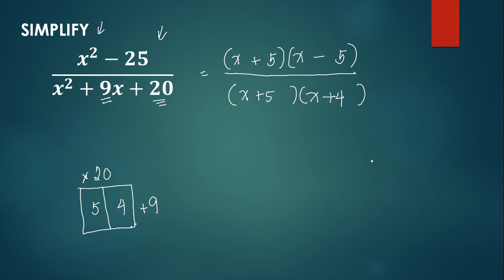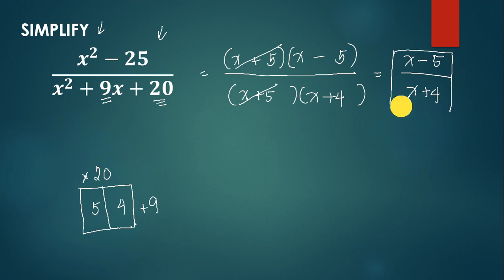Okay? After factoring the numerator and then the denominator, cancel tayo. So, ang ika-cancel natin, we have x plus 5, x plus 5. Laging magkatulad. So, our final answer will be x minus 5 over x plus 4. Final answer. Okay.